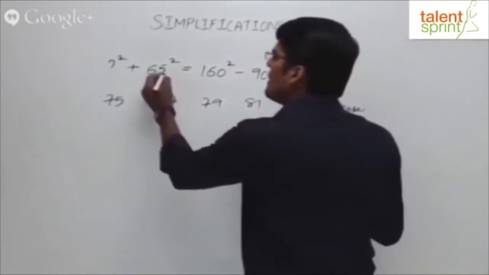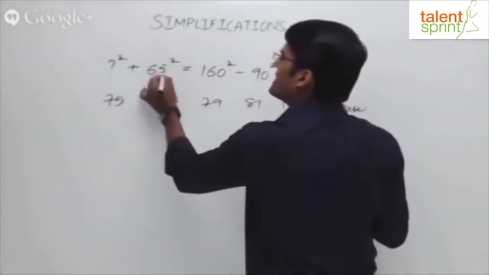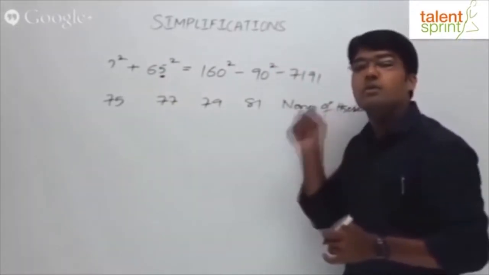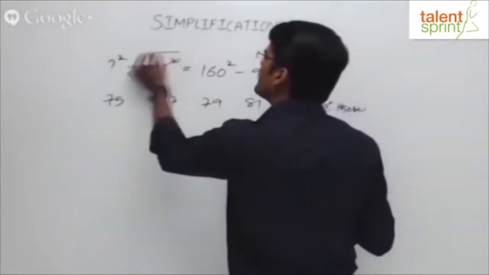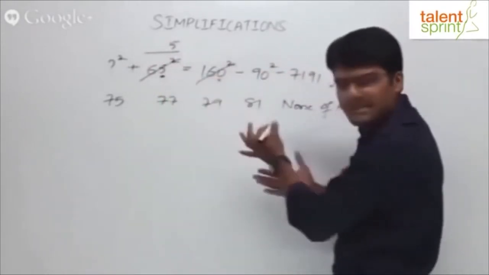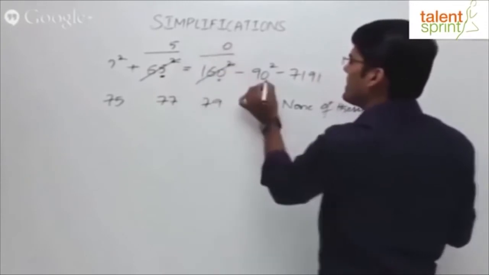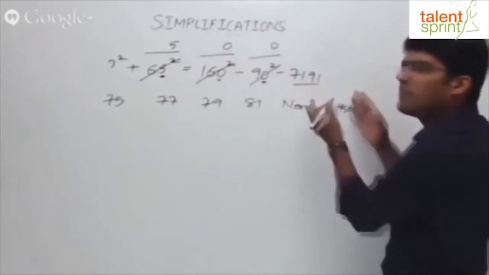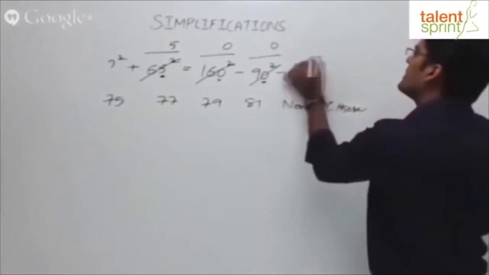Now, 5 square. When a number ends in 5, you very well know this from the speed maths video, its square always ends in 5. So I know that this number is going to end in 5. When a number ends in 0, its square always ends in 0. So this number is going to end in 0. And this is a simple number, a direct number, which ends in 1.